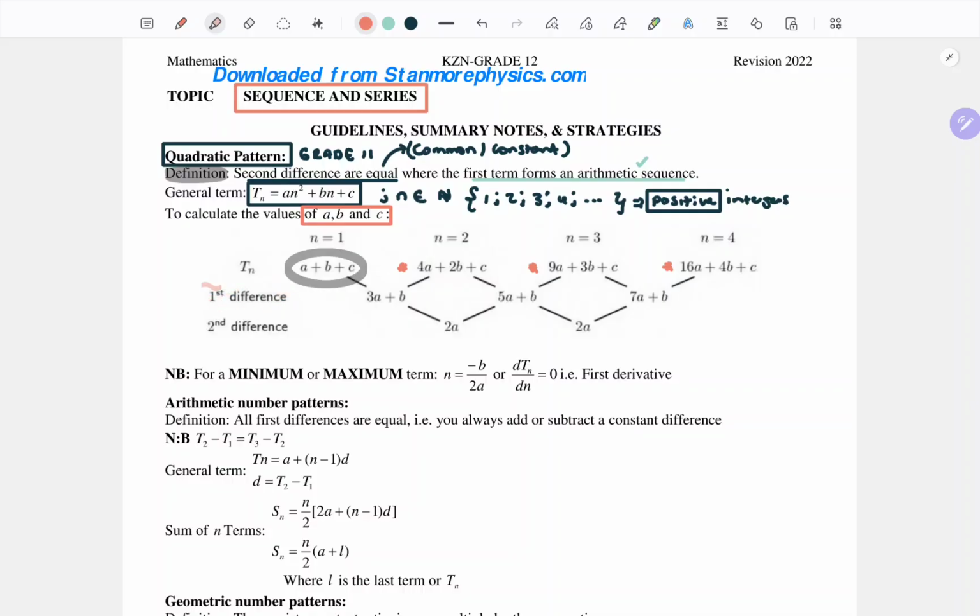If we look at the sequence of the first differences, the very first term is going to be 3a plus b. This is very important to remember because it takes us home most of the time. But remember, these are also very important, meaning the second term is going to be 5a plus b. Can you see the first term increases by 2a each time? The third term becomes 7a plus b and so forth.